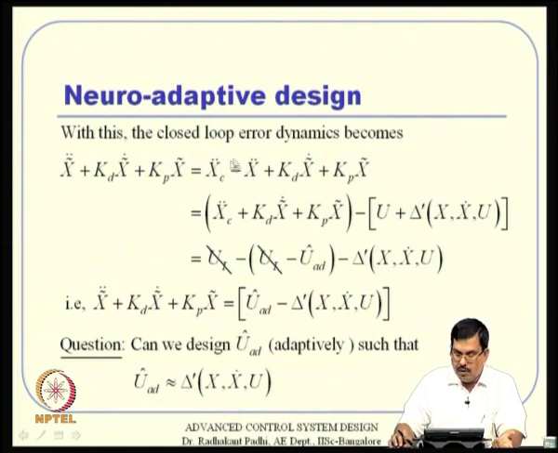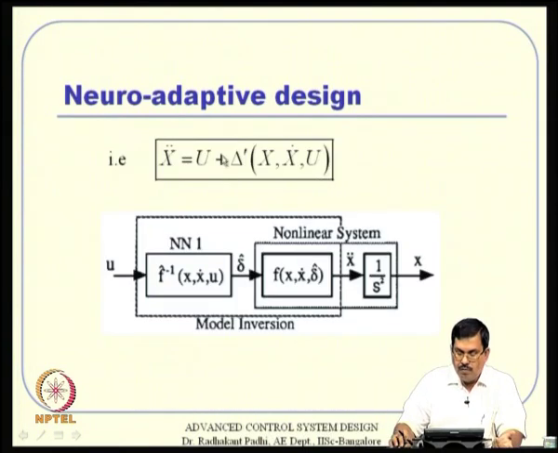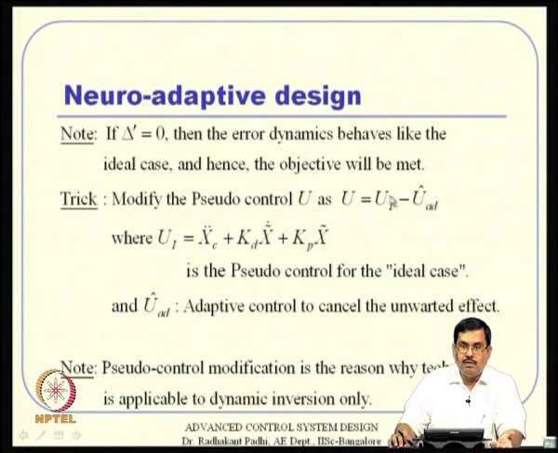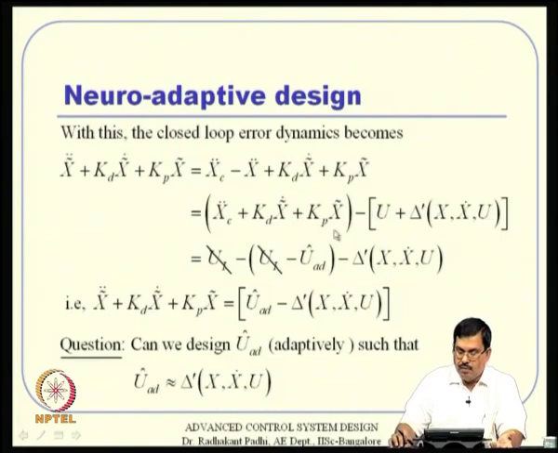Remember x double dot is nothing but u plus delta prime, that is what we just computed. So, I am substituting this x double dot as u plus delta prime, and this u is nothing but ui minus uad hat. So, this u I will substitute as ui minus uad hat, and this minus will come here anyway. So, this is my ui, this is my minus uad hat, and this is my minus delta prime actually.